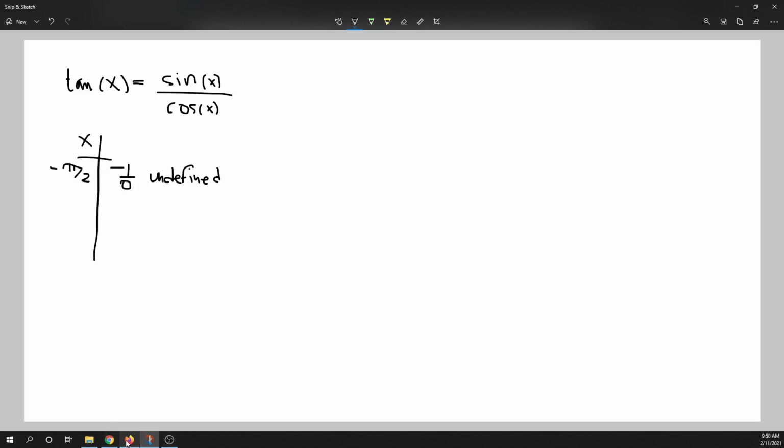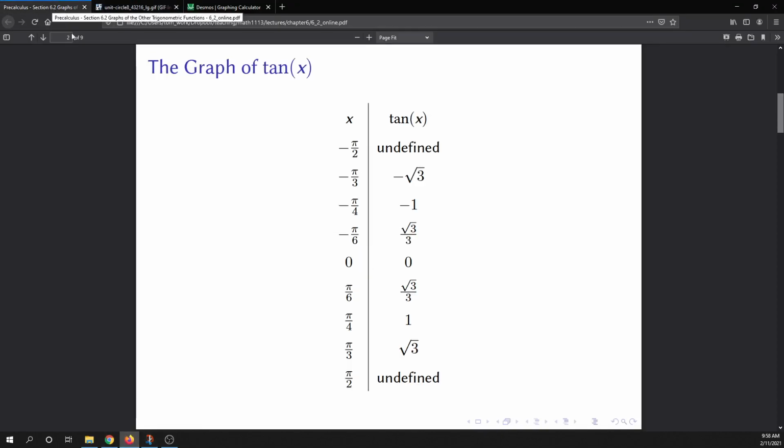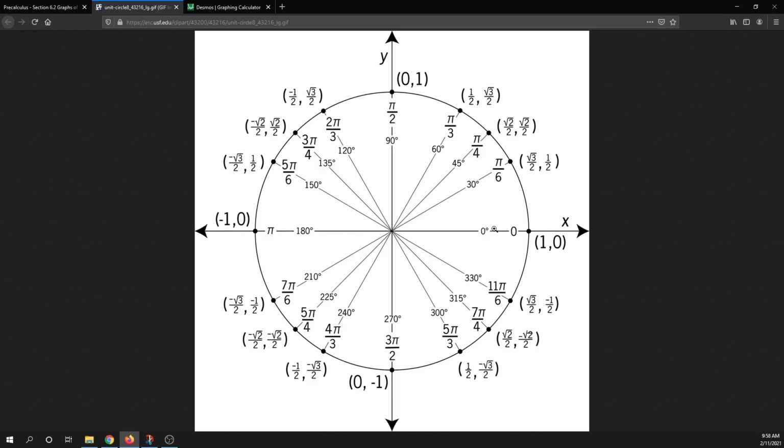All right, moving on. The next point would be negative pi over 3. So again, pi over 3 is up here, that's the same as 60 degrees. Negative pi over 3 would be down here. It's going to have the same cosine and sine as 5 pi over 3 does. All right, and so we can look at the cosine and sine. The cosine's 1/2. The sine is negative square root 3 over 2.